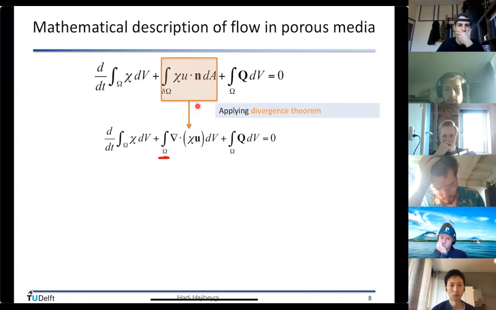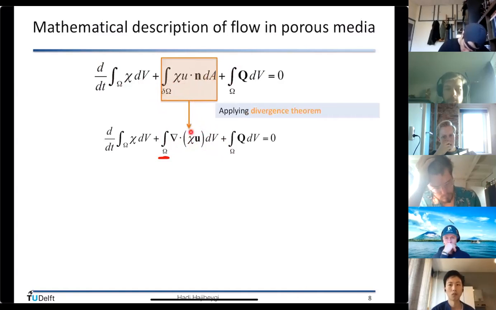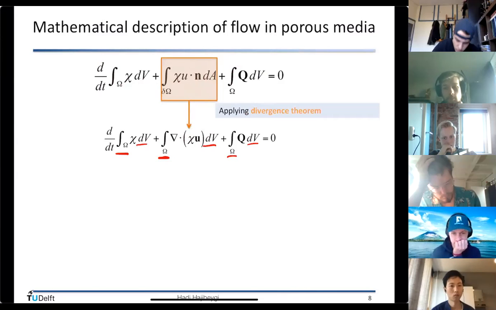So this divergence theorem translates the dA, the area integration over the surface, to the divergence of the flux integration over the volume. Now, this is integration over volume, this is integration over volume, and this is integration over volume. I can just combine all of them, so I can cluster all of them and form what I would like to form.